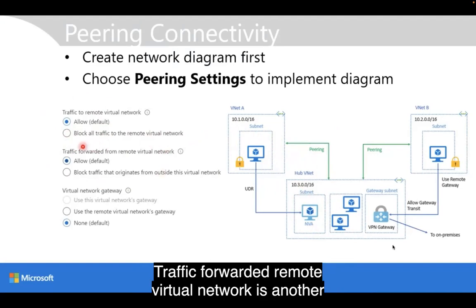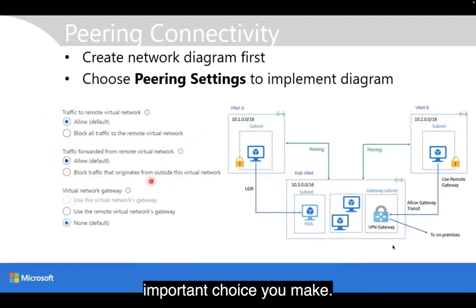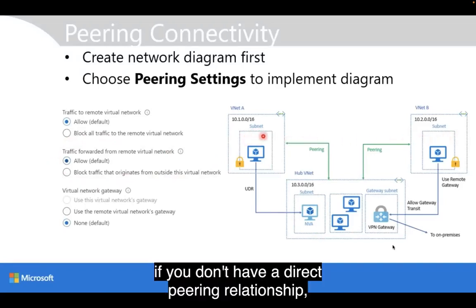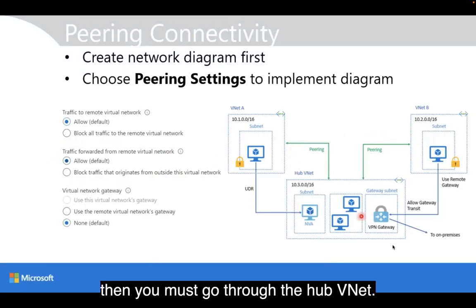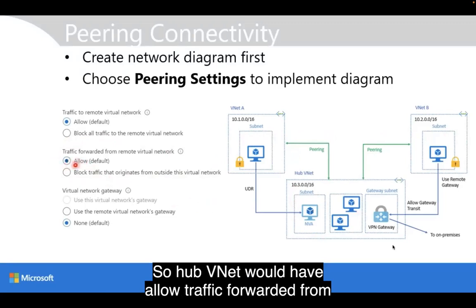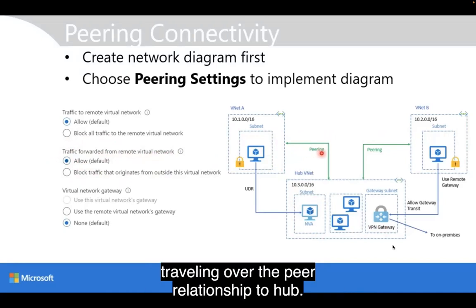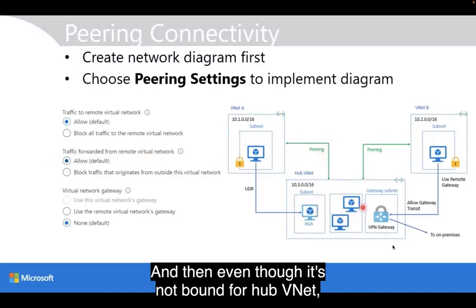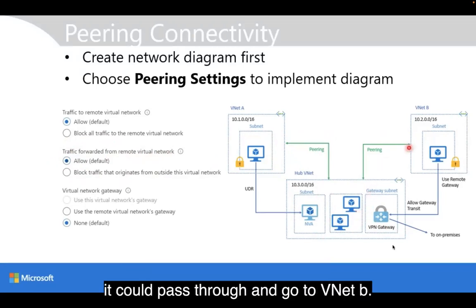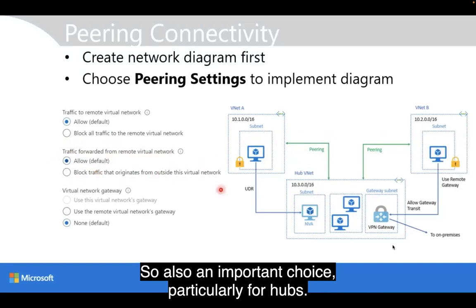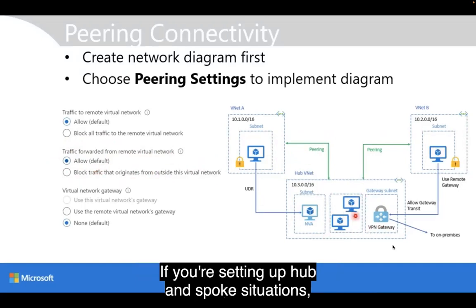Traffic forwarded from remote virtual network is another important choice you make. What if you want traffic to travel from VNet A to VNet B? If you don't have a direct peering relationship, then you must go through the hub VNet. So hub VNet would allow traffic forwarded from virtual network chosen. That would allow traffic leaving A, traveling over the peering relationship to hub, and then even though it's not bound for hub VNet, it could pass through and go to VNet B. So also an important choice, particularly for hubs if you're setting up hub and spoke situations.